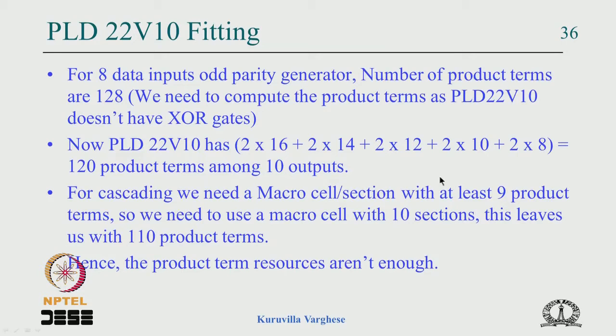So we choose a section with maybe 9 product terms. The closest one is 10, the one with 10. So we have to remove the 10 from this 120, and we are left with 110 product terms. So when you expand this XOR implementation, it is not possible to fit it into the 22V10 PLD.